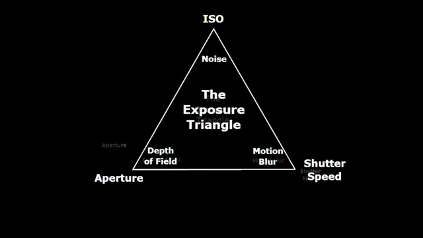So we've got three different parts. First we have aperture and shutter speed, and ISO. This is a graphic representation of the exposure triangle. You have ISO, aperture, and shutter speed. The more ISO you introduce into your image, the more digital noise you get. The lower the aperture value, the lower the depth of field, and shutter speed controls motion blur.